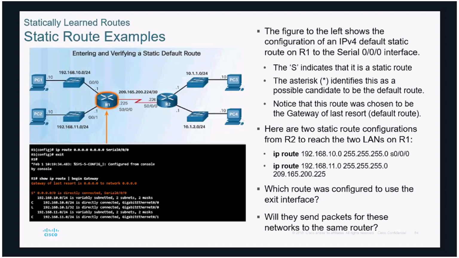Will they send packets for these networks to the same router? Will they all go to the same router? Yeah, they've all got to go here, haven't they? So yes, they will all have to end up on R1 to handle. So that could go either way, to get there or get there. That's the configuration needed to reach these two LANs from that router. Okay.